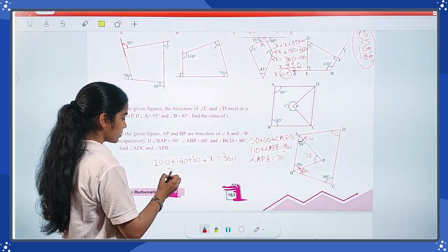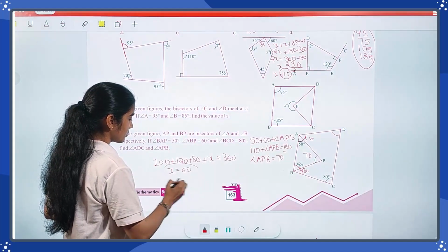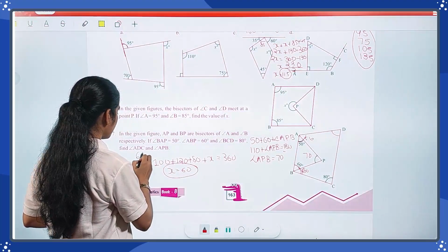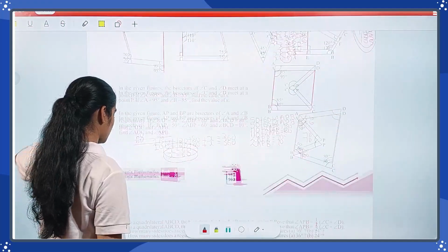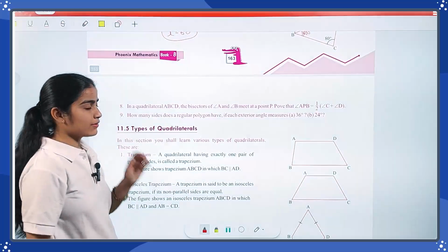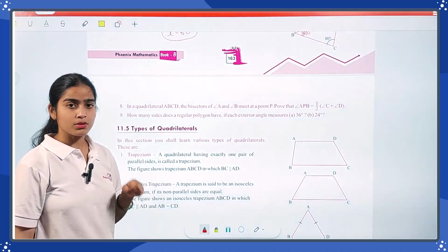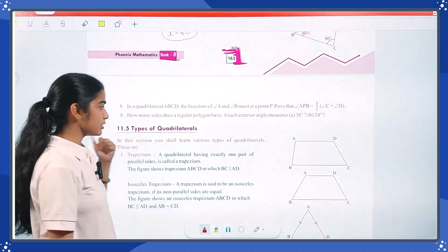200, 300, so x is equal to 60. So angle ADC is 60 and angle APB is 70. This is your answer. So that way you have to solve the rest of your questions. I hope this is clear to you, how you have to solve these questions.